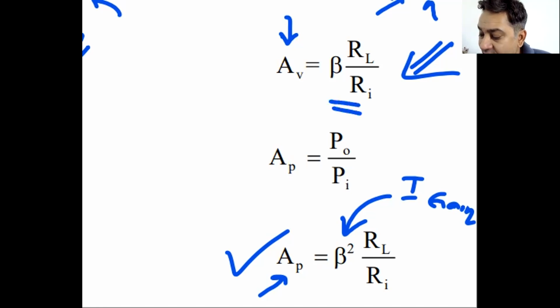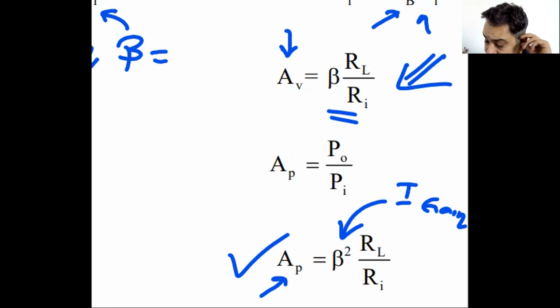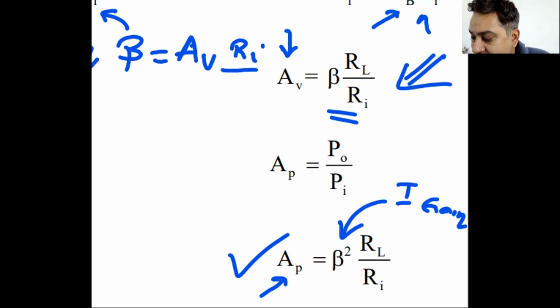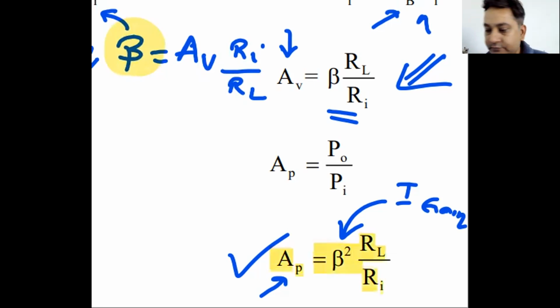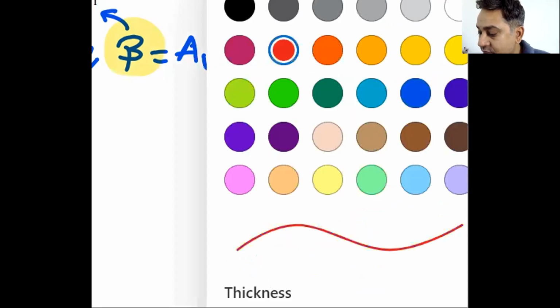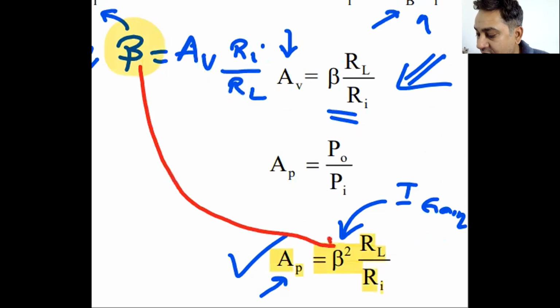From here, I can find the value of beta. How much will beta come as? 100. Current gain, voltage gain into Ri divided by RL. Yes or no? Yes, sir. And then I can put the value of this beta in this equation. Can you put the value of beta from here to there?